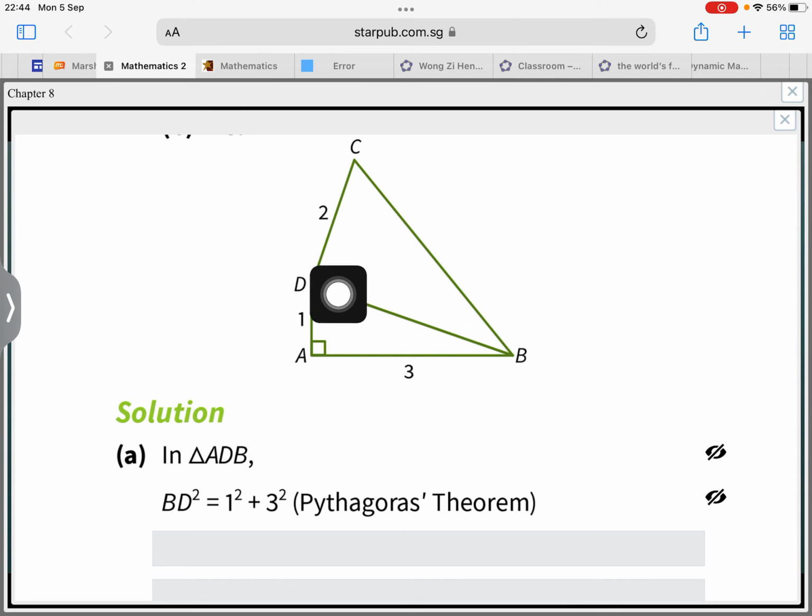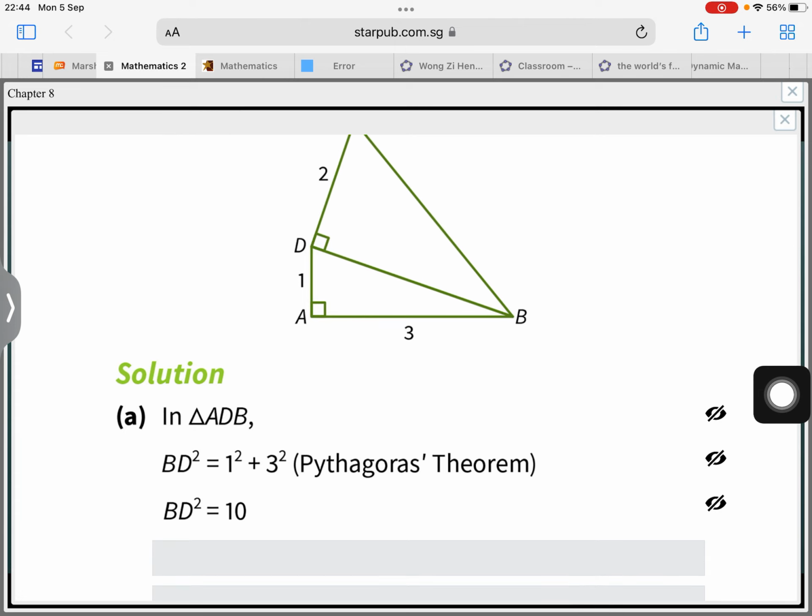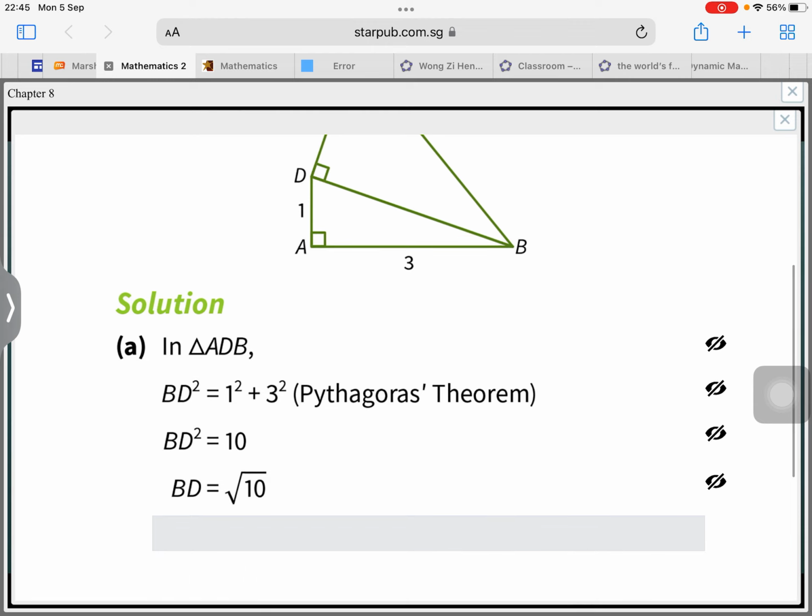So BD square will be equals to AD square plus AB square. So in this case, BD square will be equals to 1 square plus 3 square. In that case, you get 10. Then you need to square root on both sides. Key thing to take note over here, in the textbook, they missed out on something for all their steps. In Pythagoras theorem, they did not do a plus minus sign when they take a square root on both sides. This is very important.